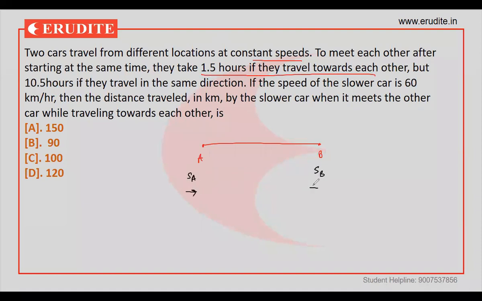If they're traveling towards each other, right, the time taken by them is how much? 1.5 hours. But 10.5 hours if they are traveling in the same direction. So, guys, if car A is moving in this direction and car B is also moving in this direction, then the time taken by them is how much?